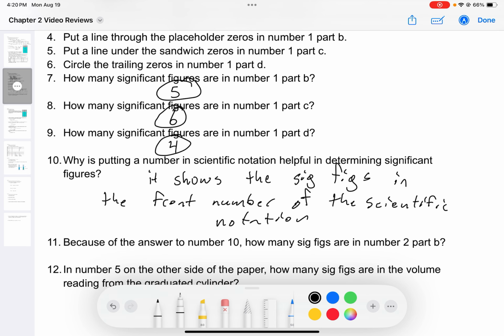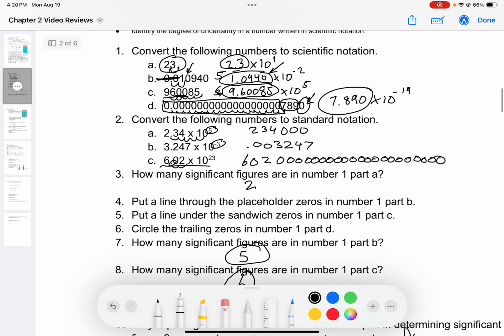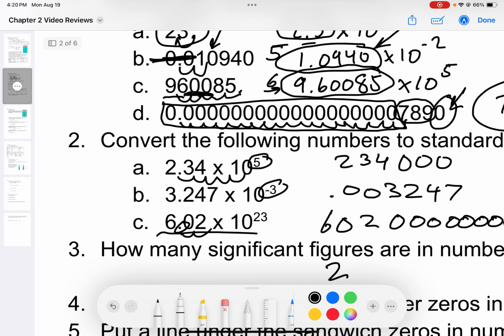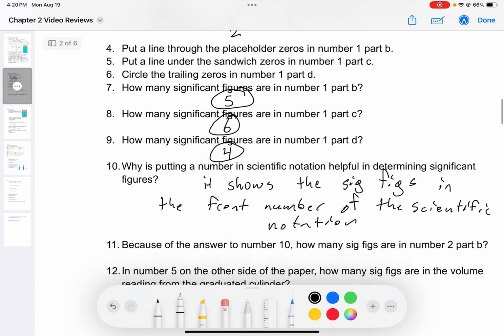Then number 11 says, because of the answer to number 10, how many sig figs are in number 2, part B? Well, let's look at number 2, part B. Here it is right here. Here's number 2, part B. How many numbers are in front of that? Guess what? There's 4. That means the answer here is 4.